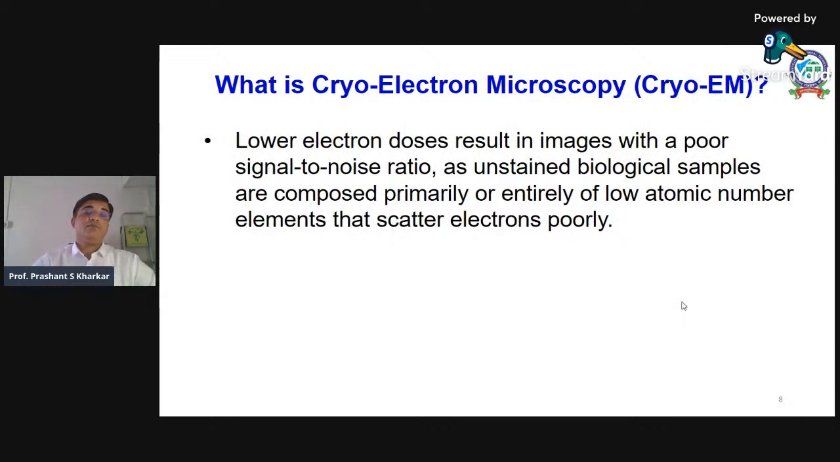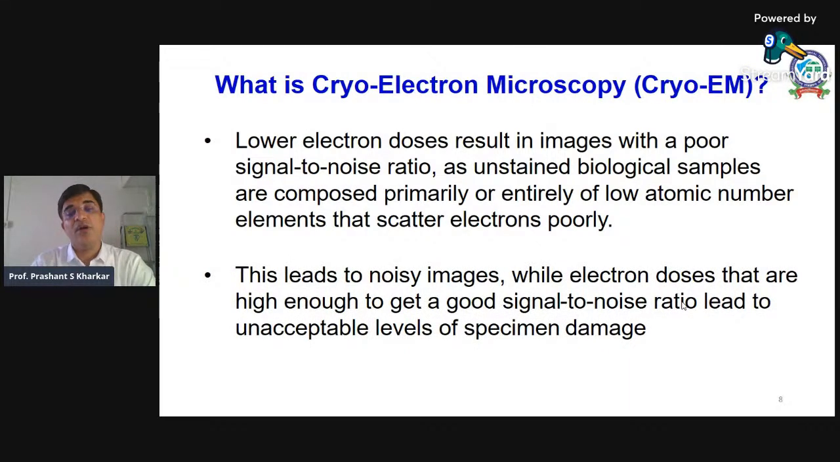Now, one way of preventing the radiation damage is to use a lower electron dose. But then this lower electron dose results in images which have a poor signal to noise ratio, meaning the image appears blurry, and those parts are not resolved properly. That's where people try to balance the electron dose versus the radiation damage. So basically, it's a trade-off between the electron dose and the subsequent damage, and that's where people try to come up with newer modalities or newer techniques, right?